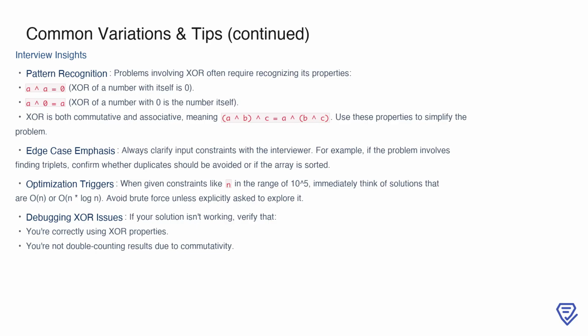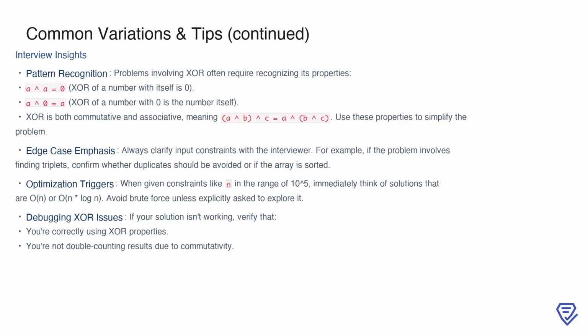To excel in XOR-based problems, it's important to recognize a few key patterns. For example, XOR has unique properties such as a ^ a = 0 and a ^ 0 = a. These can simplify your calculations significantly when applied correctly. Additionally, because XOR is both commutative and associative, you can rearrange operations to suit your needs, making it easier to find solutions or optimize your approach.